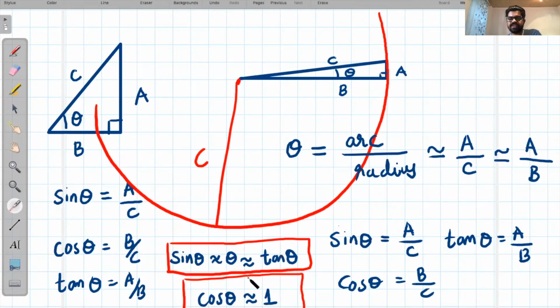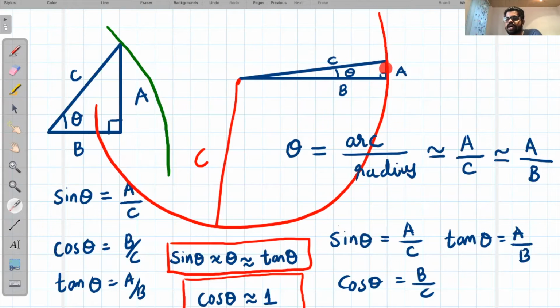Let us also see why these approximations don't work when your angle theta is not really small. If you consider this triangle here with a not so small angle theta, if we try to draw a circle with radius C around this point like this, now we can never approximate this opposite side A with an arc of the circle which can subtend an angle theta.